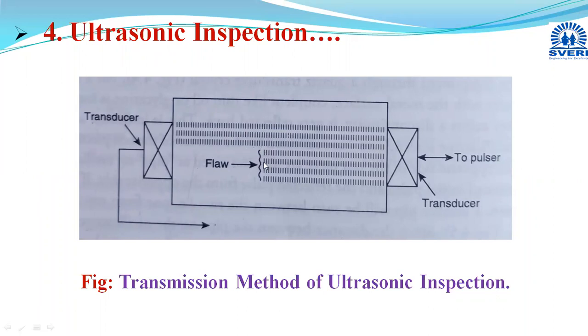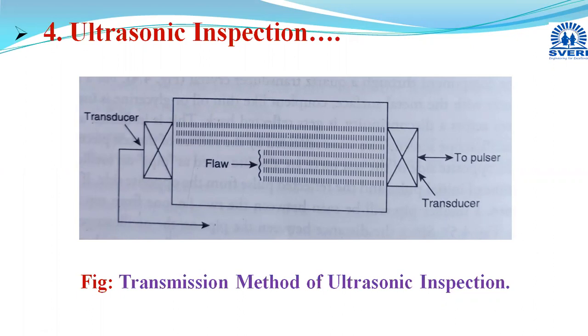Okay, you can determine whether it is defect free depending on the CRO screen signals. If the signals are strong, then we can say that it is defect free. If disturbed and weak signals are obtained and a defect is there, then depending on the time calculation, we can decide its location also. So this is the through transmission method of ultrasonic inspection.